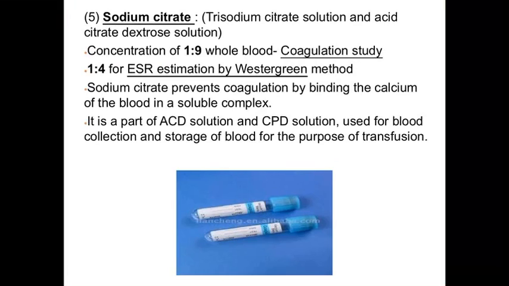It is a part of the acid citrate dextrose solution, and the CPD, citrate phosphate dextrose solution, are used for blood collection and storage of the blood for the purpose of transfusion. So it is used in the blood bank. The sodium citrate vacutainer is a light blue color. We can see in the photograph.